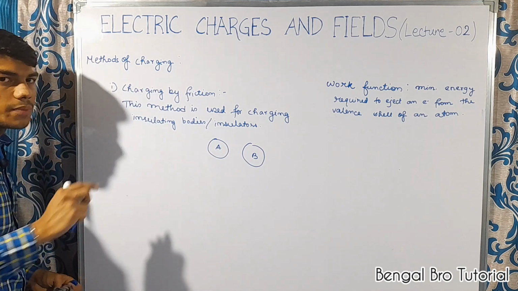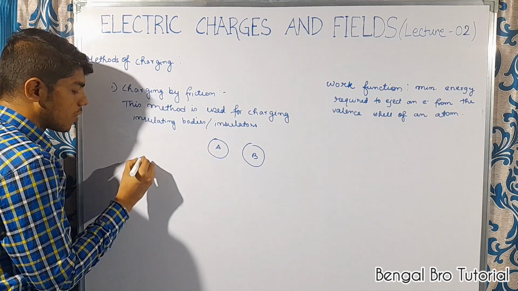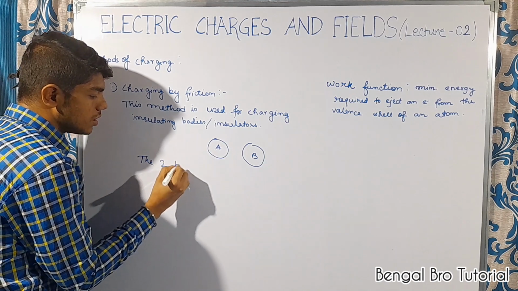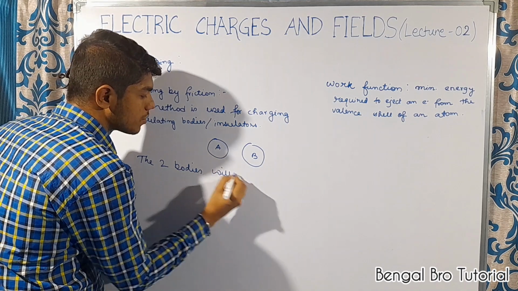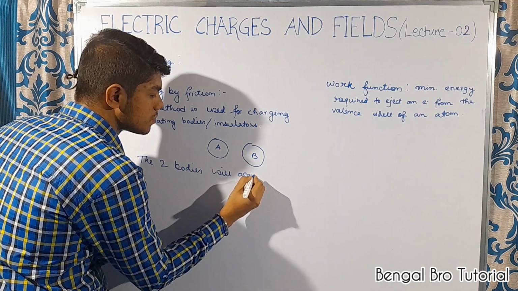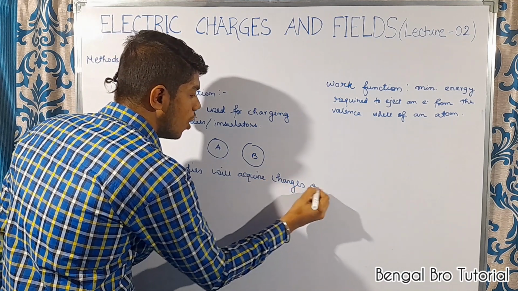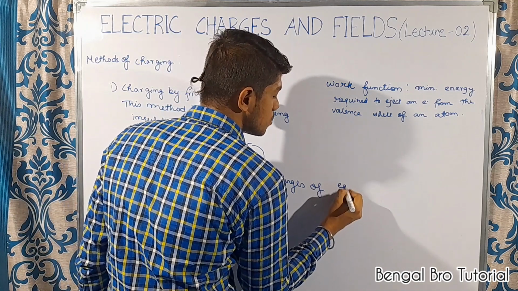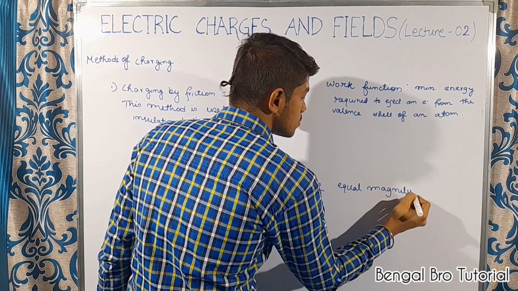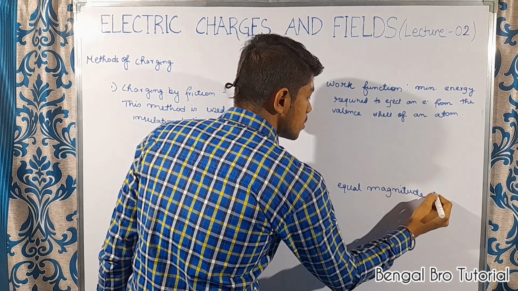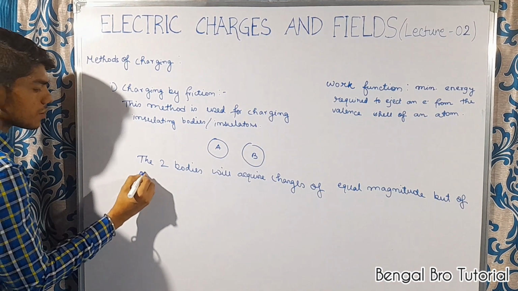Now, in this method, the two bodies will acquire charges of equal magnitude but of opposite nature.